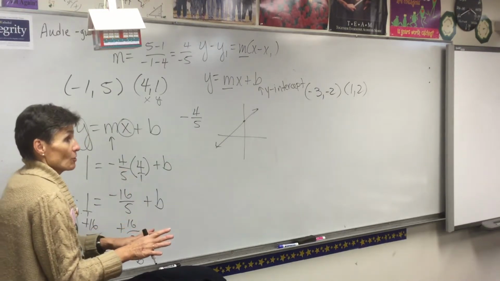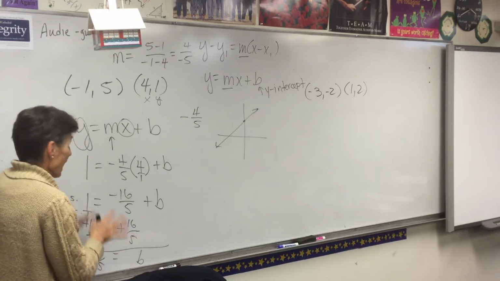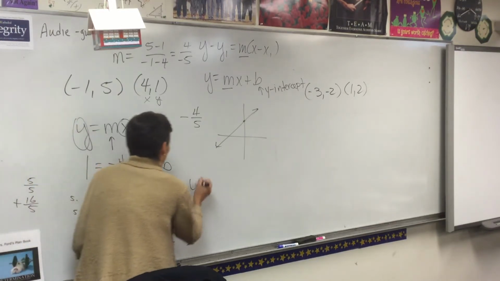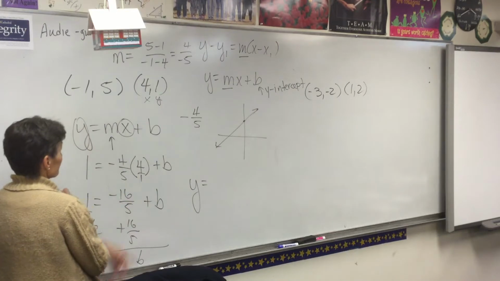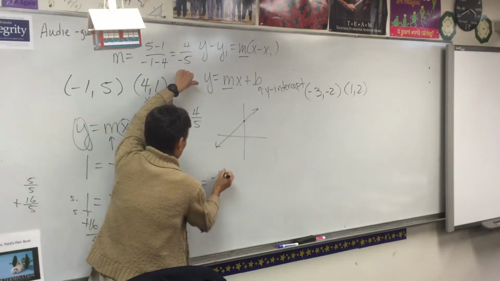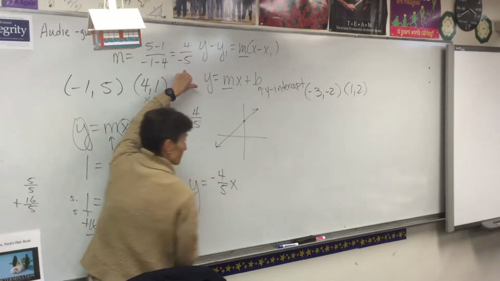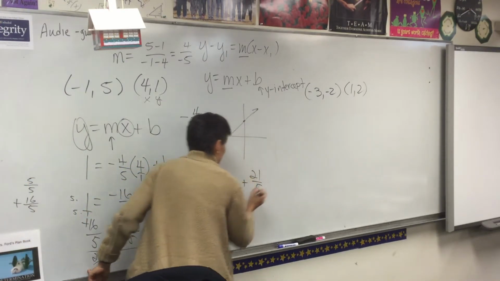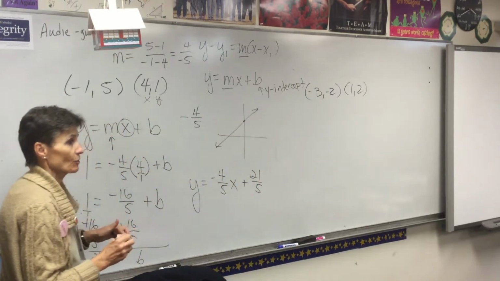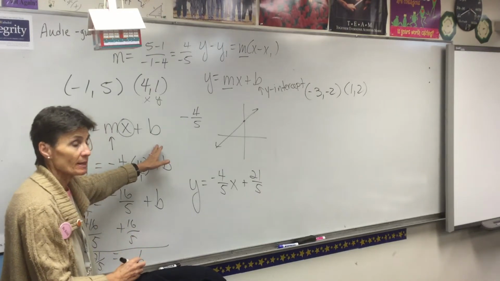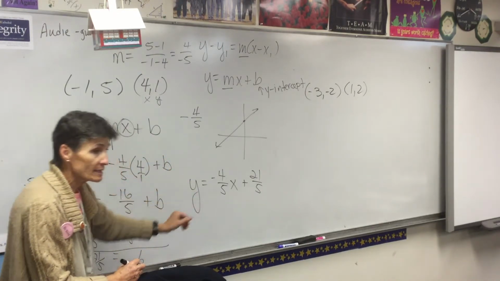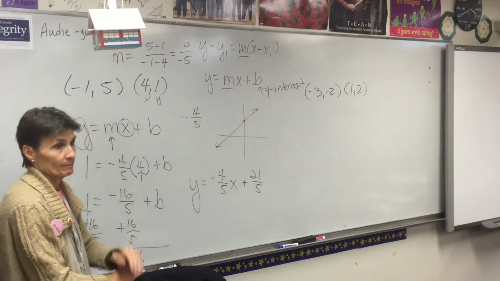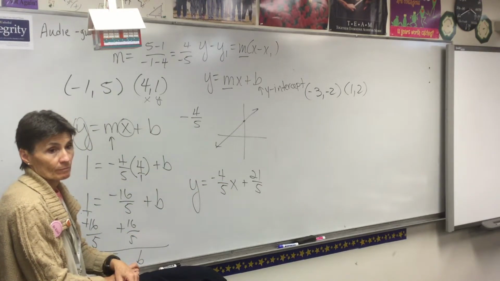Now I write my answer. Don't stop. Now it's time to write your answer. y equals negative 4/5 x plus 21/5. Your answer is y equals mx plus b with your m plugged in and your b plugged in. That's pretty easy.